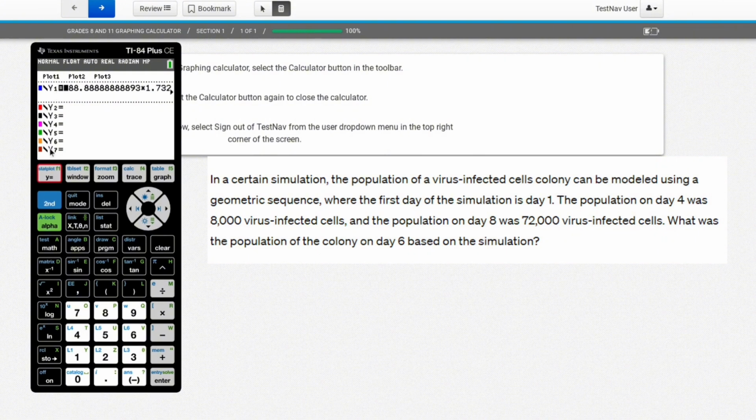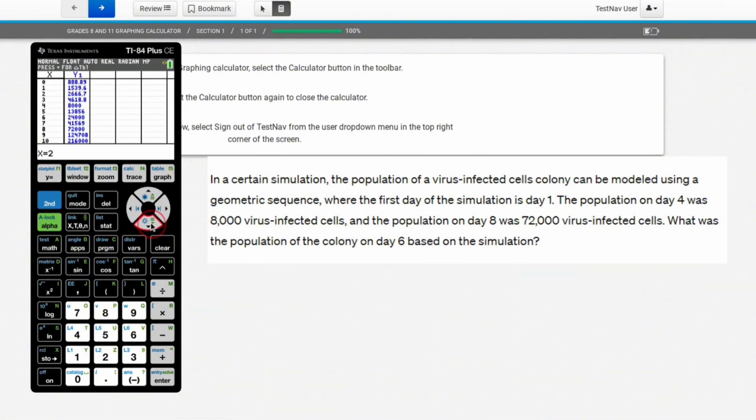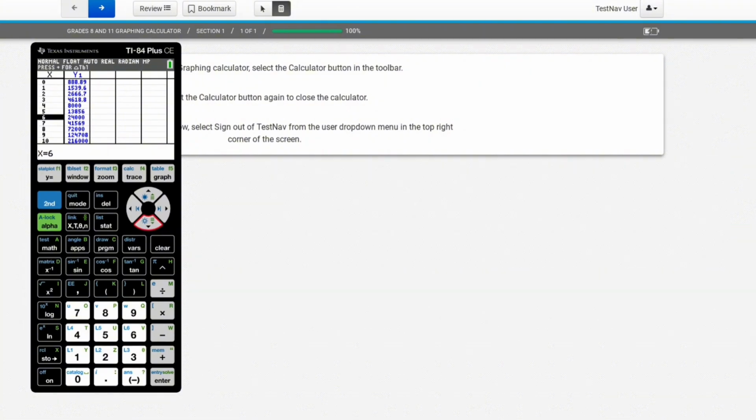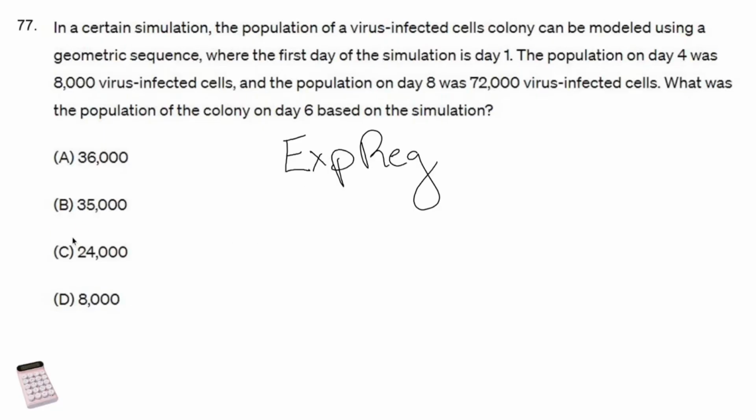So now that I have that in y sub 1, why don't I go to second table and go down to 6 where it tells me that it's 24,000. So my answer for day 6 is 24,000. So let's go back and answer it. All right, so our guy was 24,000. So yeah, that's how you do it, exponential regression.